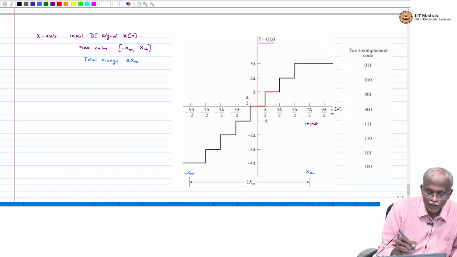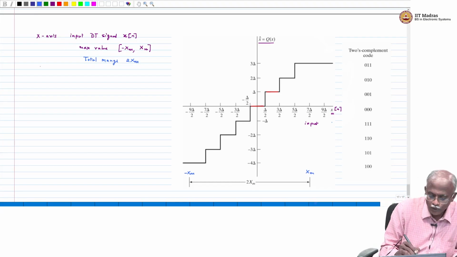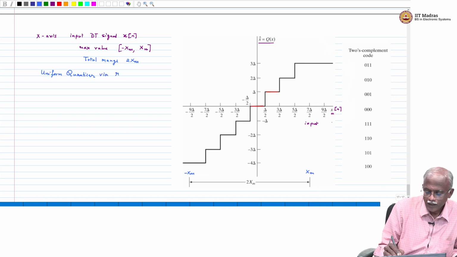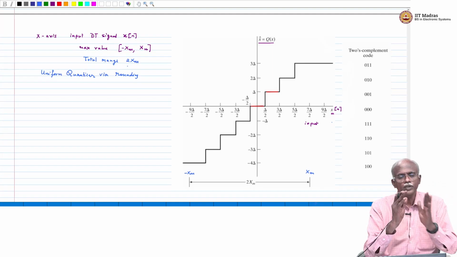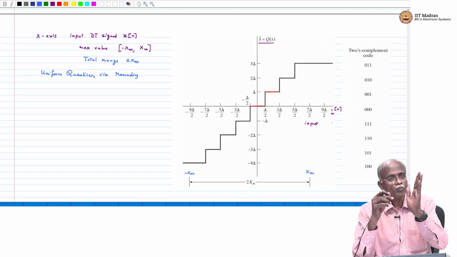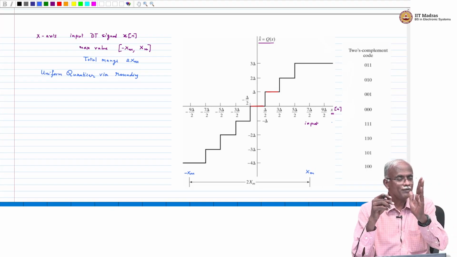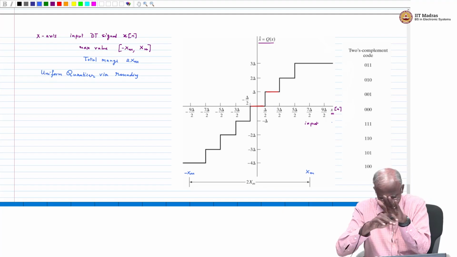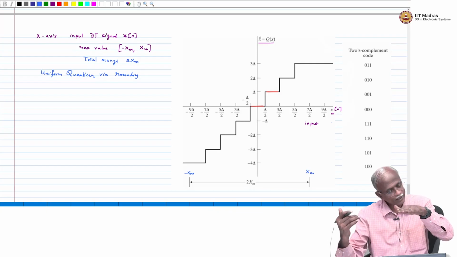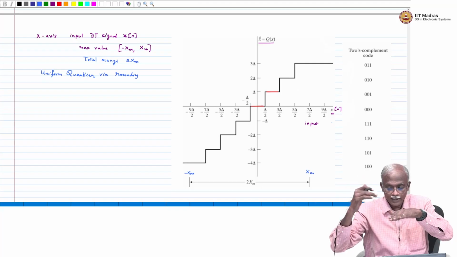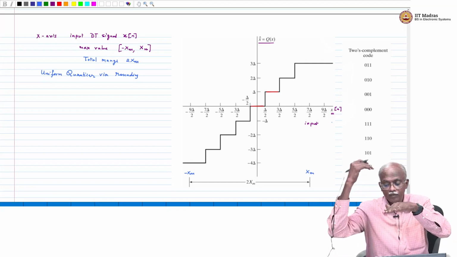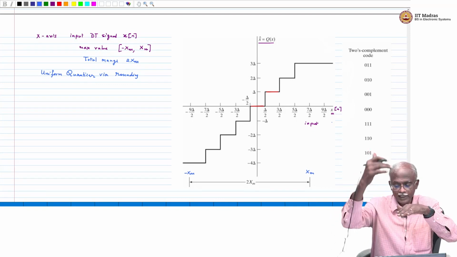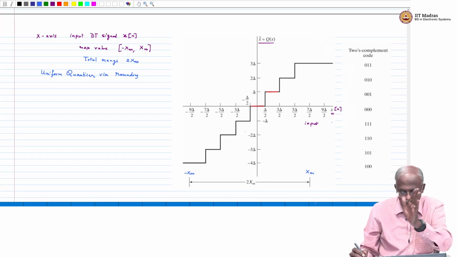So, this is a quantizer which is doing a uniform quantization via rounding. What does rounding do? You take a real number, let us say 2.1 will be made 2, 2.3 will be made 2, 2.7 will be made 3. That is exactly what is happening here. Until you reach delta by 2, the value is 0. The minute you cross delta by 2, the output goes to delta. Then it stays at delta until you reach 3 delta by 2. And then when you cross 3 delta by 2, it becomes 2 delta, then 3 delta and so on. On the negative side also, it is exactly the same thing.